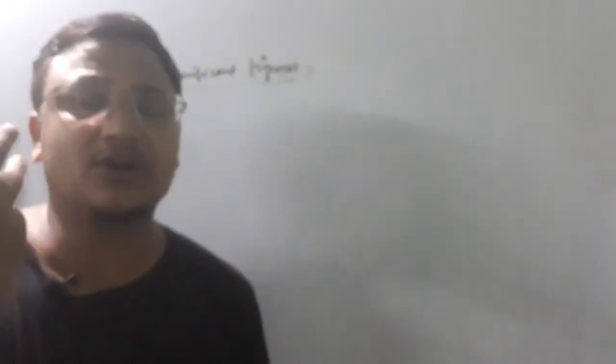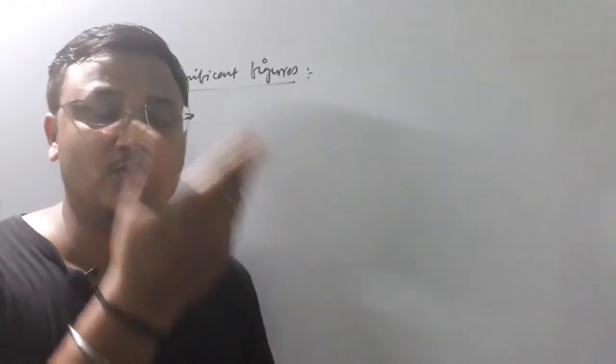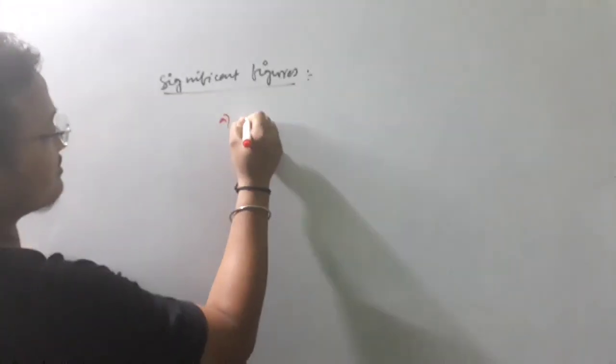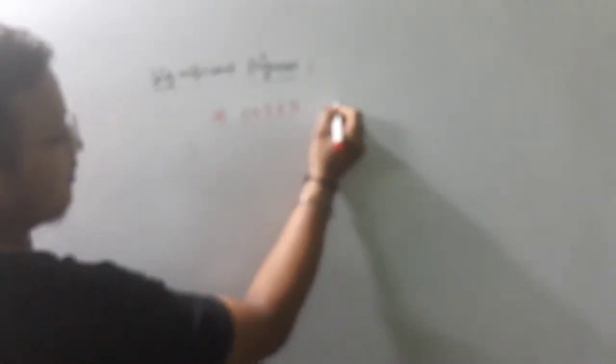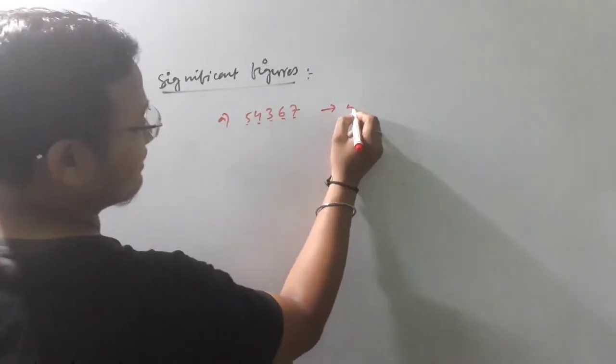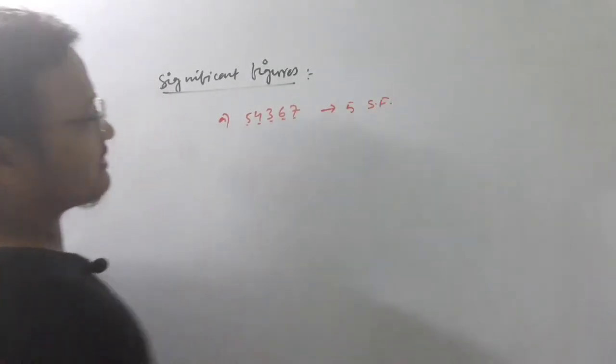Now the first rule says all non-zero digits, meaning numbers from 1 to 9, are significant. That means if I have a number like, say, 54367, all these are non-zero digits, right? So 1, 2, 3, 4, 5. How many significant figures? 5 significant figures are here.